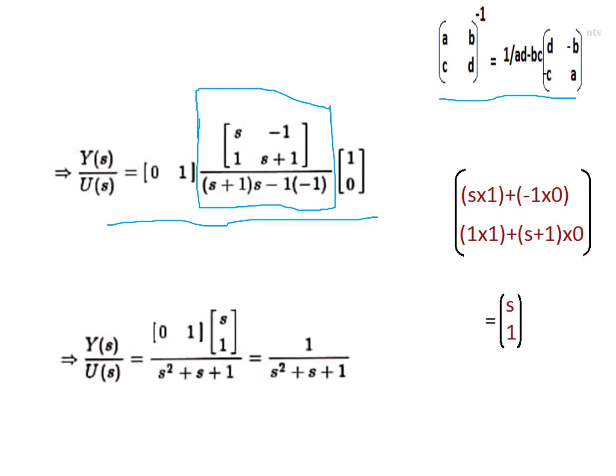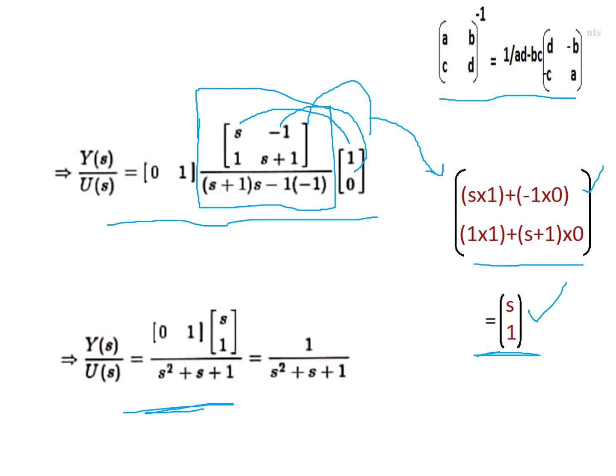After finding the inverse, just multiply these two matrices. I think everyone knows the multiplication of matrices: this element into this element, that is s into 1, plus this element into this element, that is minus 1 into 0. Similarly for the other, 1 into 1 plus (s plus 1) into 0. Simplifying, we get the matrix [s; 1]. Substitute here the matrix 0, 1 and this term, the matrix [s; 1], and the simplification of the determinant term is s squared plus s plus 1.